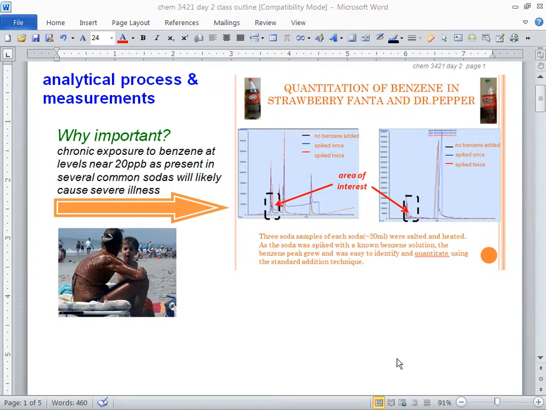So we are talking about the analytical process and measurements. This was actually a research project that we were working on. Chronic exposure to benzene at levels near 20 ppb. What's ppb? Parts per billion. As present in several common sodas will likely cause severe illness.